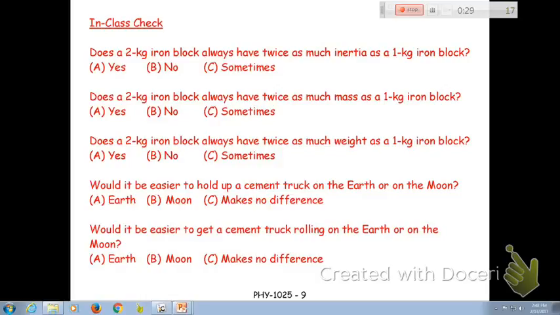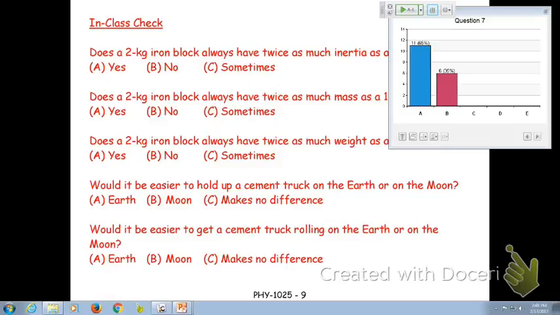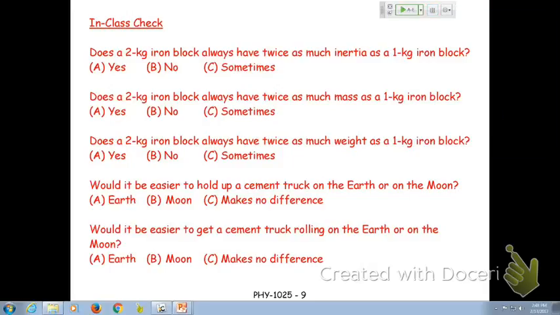What do you think? So what do you think? And it's not cut and dried, is it? So most people are saying yes, but a fair number of people are saying no. So let's think about this.